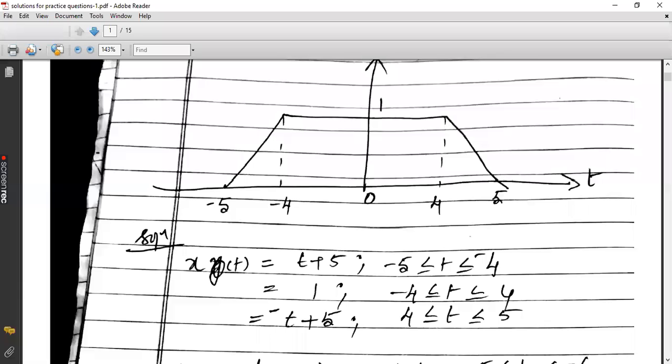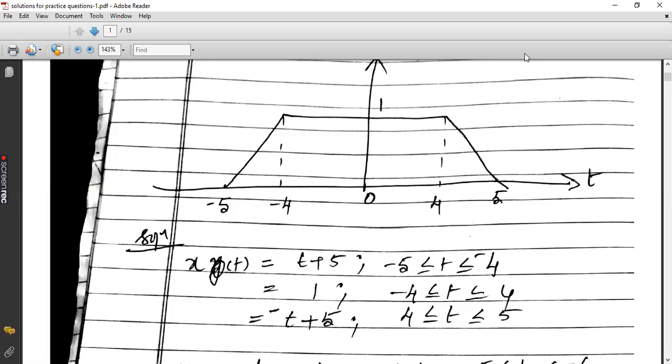From -4 to 4, this is constant. So like this, a trapezoidal pulse is being given to you. And the first thing is you need to find an equation for the given signal time slot wise. That is from -5 to -4, it is t plus 5 because it is shifted to the left side. A ramp when shifted to the left side will become t plus 5.